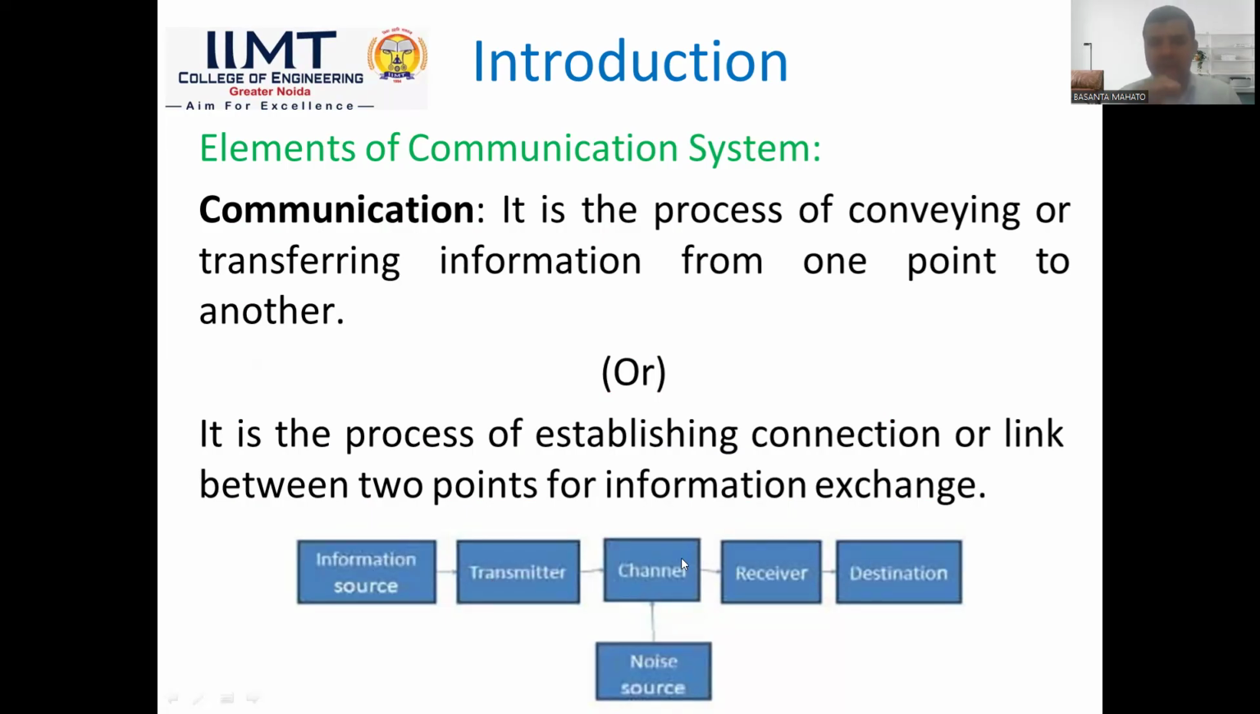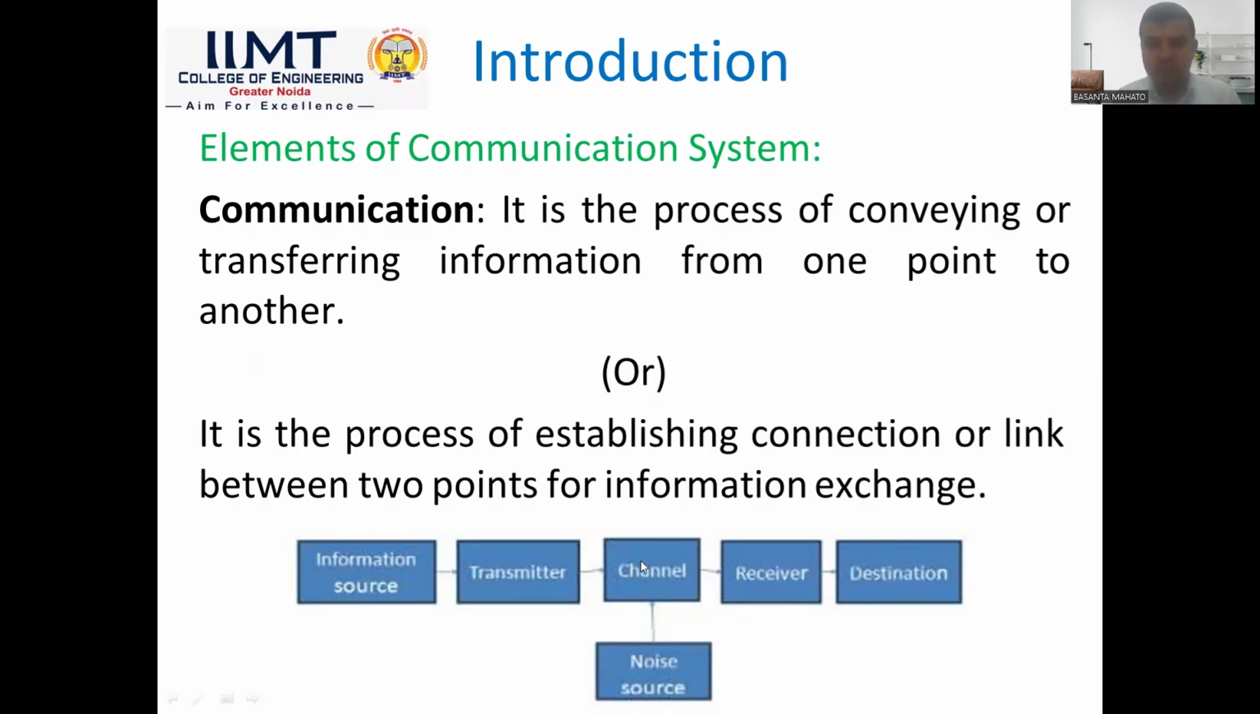Channel means propagating the message. So it might be through a wire, if it is wired communication, or if it is wireless, then air. And the receiver receives the signal. Again, the receiver antenna is there, and that is directly transferred to the destination. Destination means the end. It could be a mic or some sort of television or the broadcasting system.